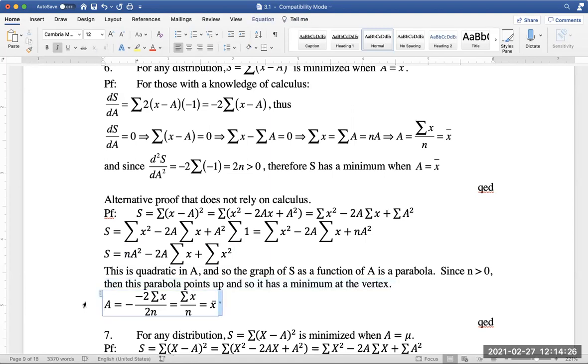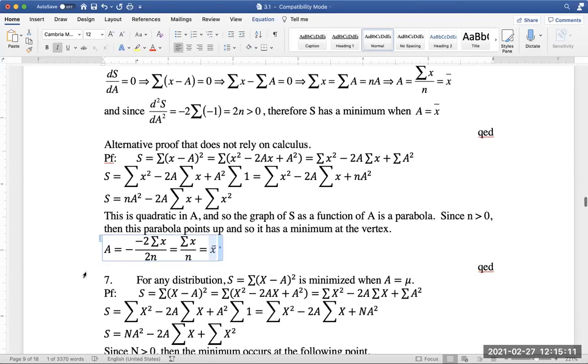And we remember the formula for the vertex: x equals minus b over 2a. Our x's are actually called a's in this case. So A is equal to minus b over 2 times a. Here's the b: it's everything except for the A, so it's minus 2 sum x. And a is the number in front of the A squared, which is n. The negative 2's cancel, so I just have the sum of x over n. But the sum of x over n is the sample mean. And that's what we wanted to show. So we're done.